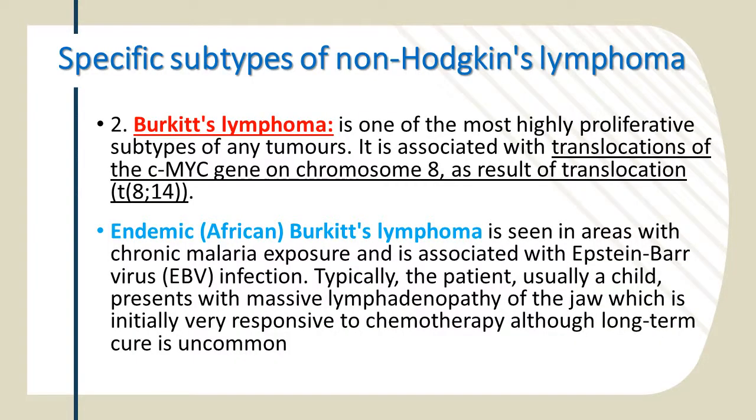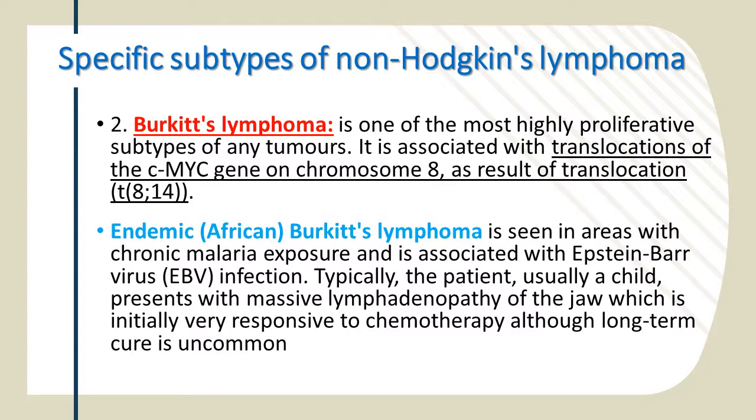The second subtype of high-grade lymphoma is called Burkitt's lymphoma. Burkitt's lymphoma is one of the most highly proliferative subtypes of any tumors. It is associated with translocations of the c-MYC gene on chromosome 8 as a result of translocation of chromosomes 8 and 14. There are either endemic or sporadic cases. Essentially all endemic tumors are latently infected with Epstein-Barr virus, and in endemic areas, concomitant endemic malaria or other infections impair immune competence, allowing sustained B-cell proliferation.